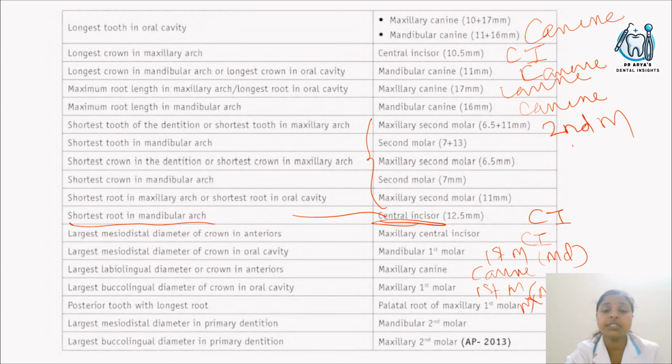Then the posterior tooth with the longest root is the palatal root of maxillary first molar. Then the largest mesiodistal diameter in primary dentition is mandibular second molar, and the largest buccolingual diameter in primary dentition is maxillary second molar.